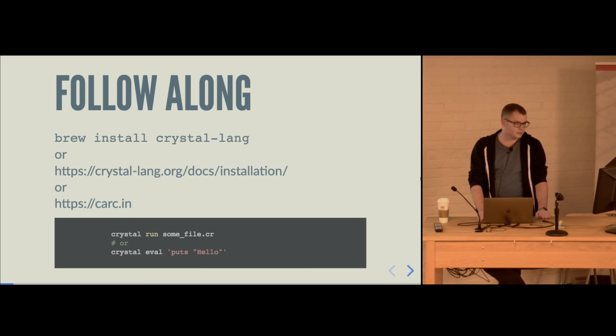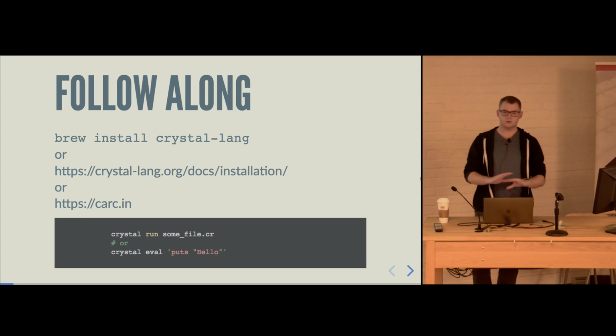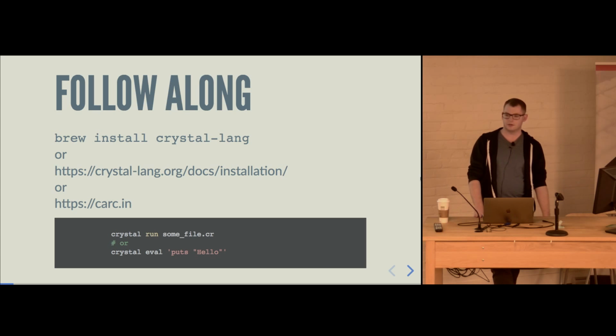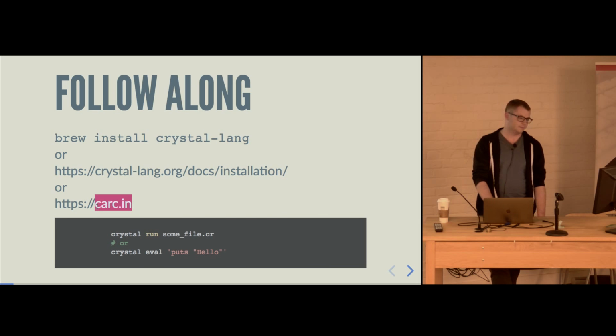So, if you want to follow along on your computers, it's pretty easy. Brew install crystal-lang. It should go fairly fast, and then you can just do Crystal run or Crystal eval, just like Ruby. There's no REPL. You can't get into IRB or anything because it's a compiled language, but this works well enough. If you don't want to install it, you can also go to carc.in, an online compiler that'll just run your code for you. It's pretty cool. So if you want to follow along and test out stuff as we're going, that's a great place to do it.